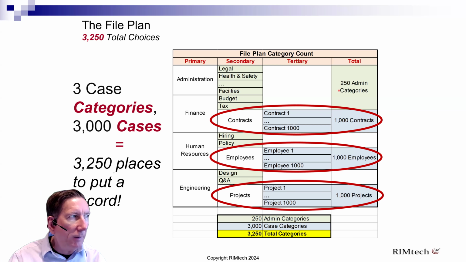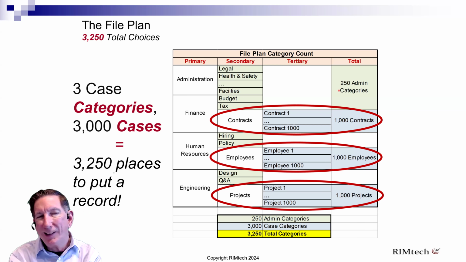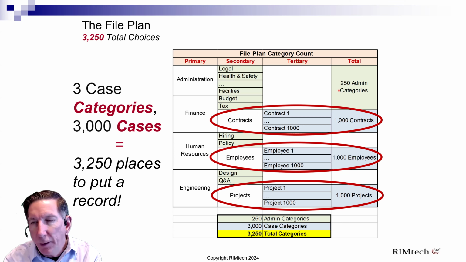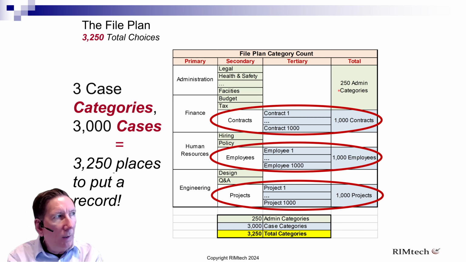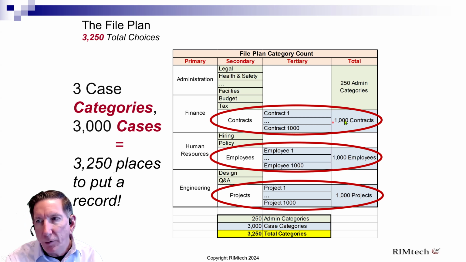I'm sorry, that's a mistake. We only have 3 case categories: contracts, employees, and projects. But each of those 3 categories has 1,000 cases. So in total, in SharePoint here, we have to build 3,250 different places. And each of those 7,200 case records will end up in one of these 3,000 places.